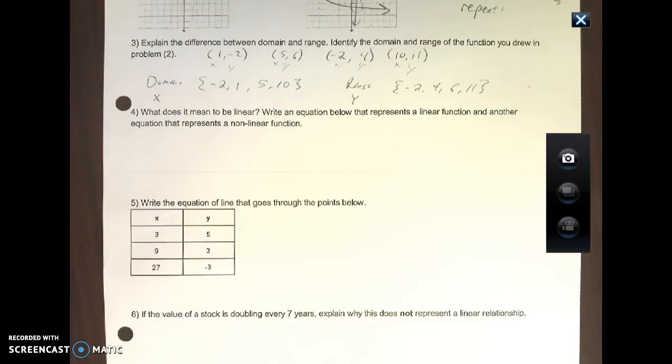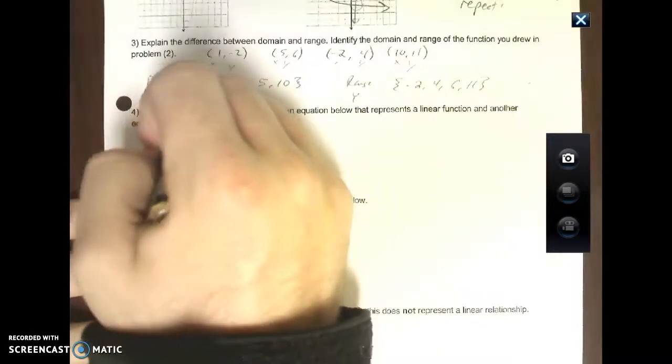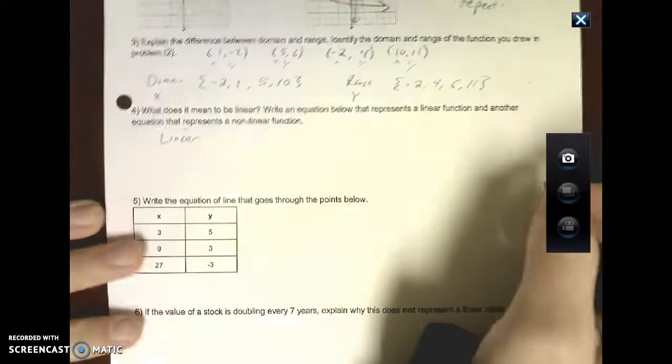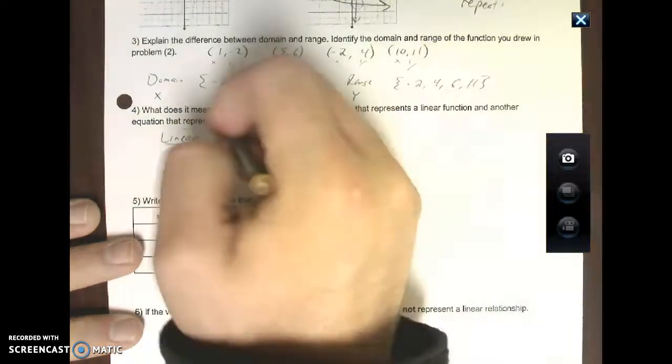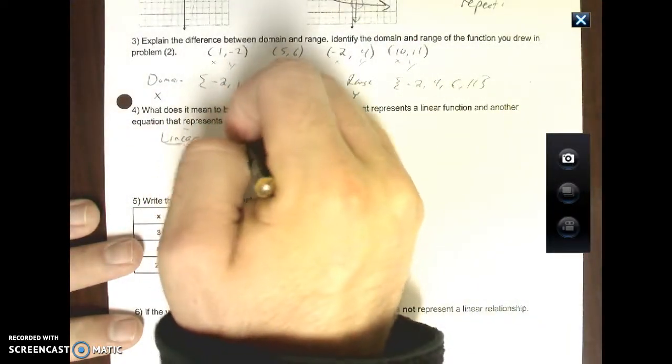Number 4. What does it mean to be linear? Write one equation below that represents a linear function and another equation that represents a nonlinear function. Now, when you see the word linear, hopefully this stands out to you: line. Linear is basically a straight line. I know, mind blown, right?